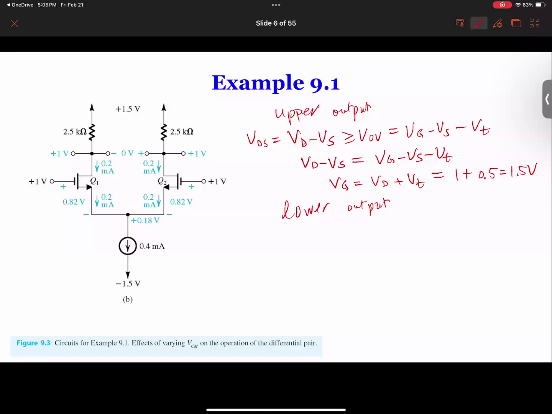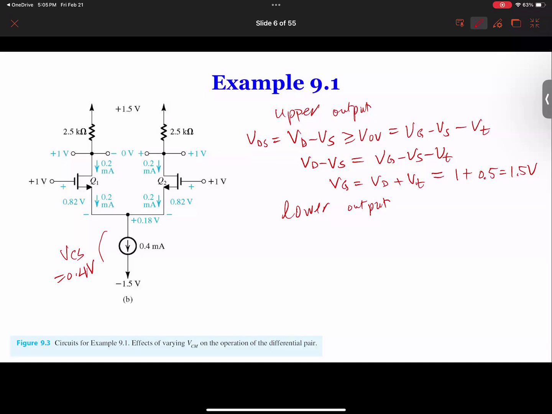Okay, so let's look at the lower limit. We already said that this one will go out of saturation, which means this can no longer provide your constant current. And in the example, it says that you need a minimum of 0.4 volt, I believe. So current source 0.4, so we call this VCS. It has to be larger than 0.4 volts in order to maintain this current source.